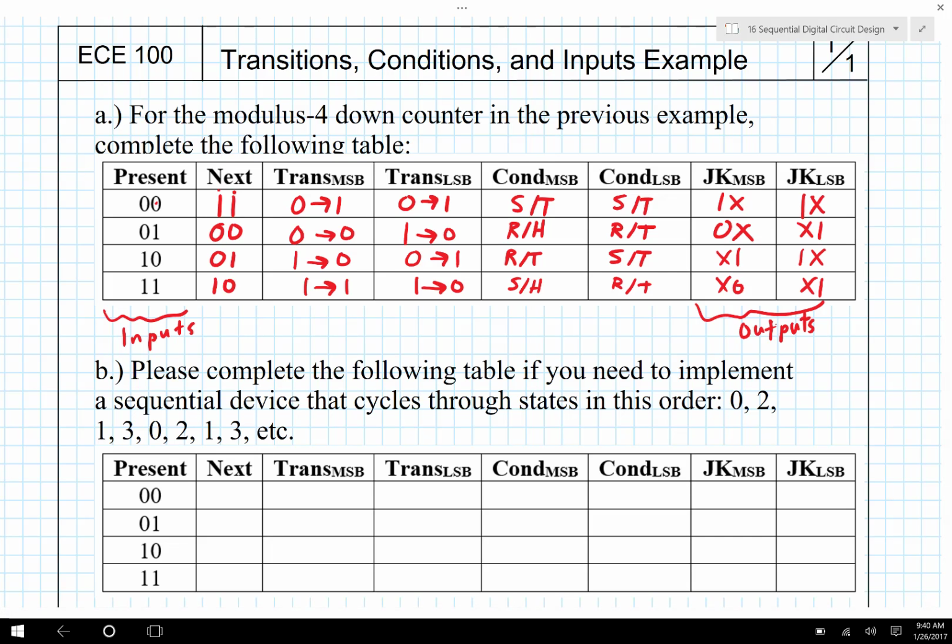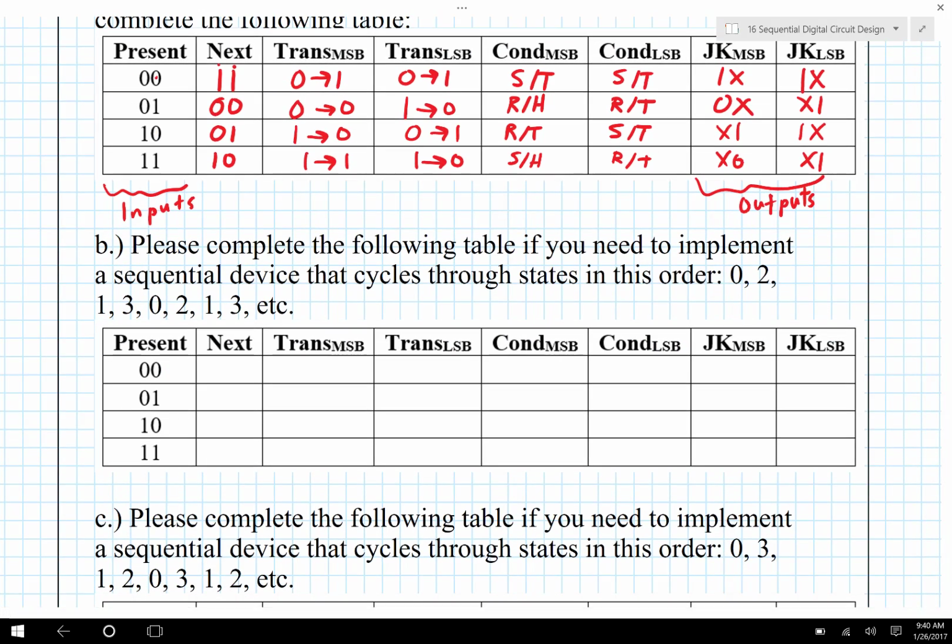Let's practice a couple more here. We have sort of an arbitrary pattern, 0, 2, 1, 3.